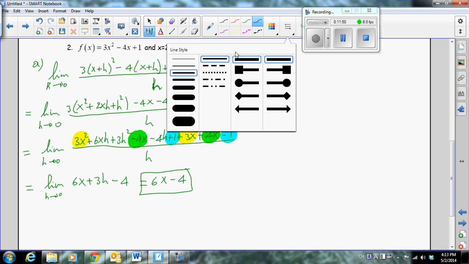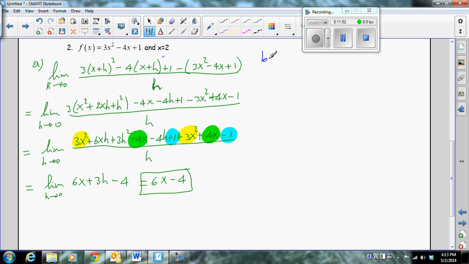Let's deal with the b part of this problem. For b, all I'm looking for is to plug in x equals 2. If I plug in 2 into the limit that I just got, 6 times 2 minus 4, my answer will be 8. The c part of it, well, we know the slope is equal to 8, and we're looking at x equals 2. What we're looking for is actually y equals what?